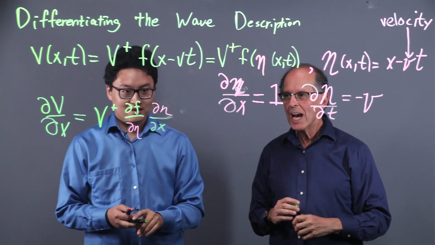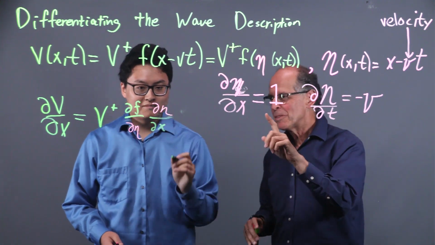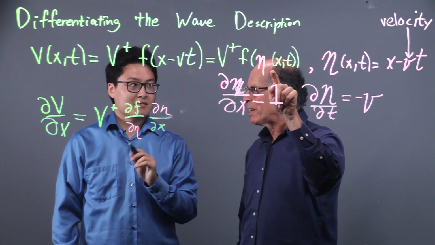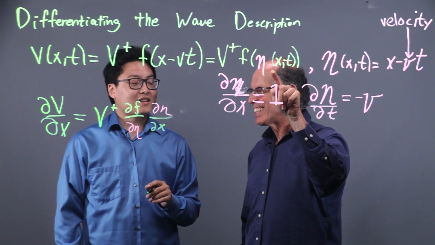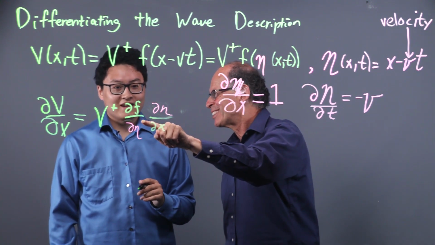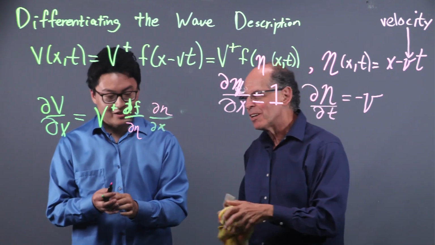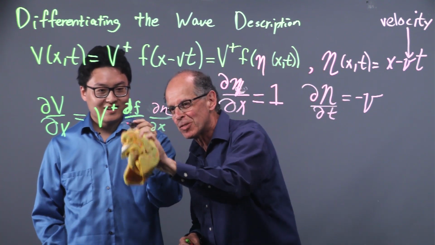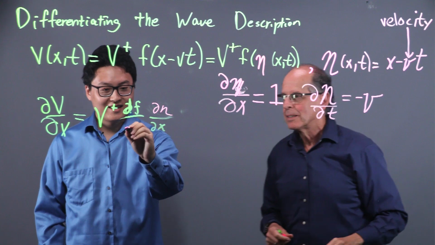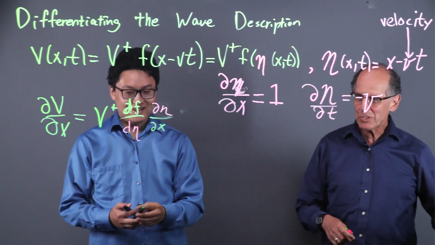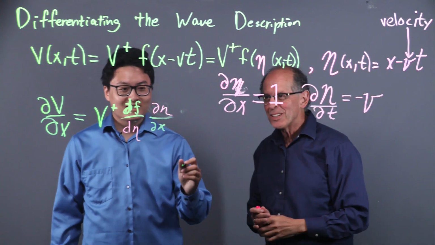Good start. Great start, except for one thing. Got to go back to this. F is a function of one variable only, eta, and you've got it as a partial. So it's actually a big D, not a curly D. So let's fix that up. df d eta. Yeah, that's now great. It's a good start. Okay, let's finish that off here.